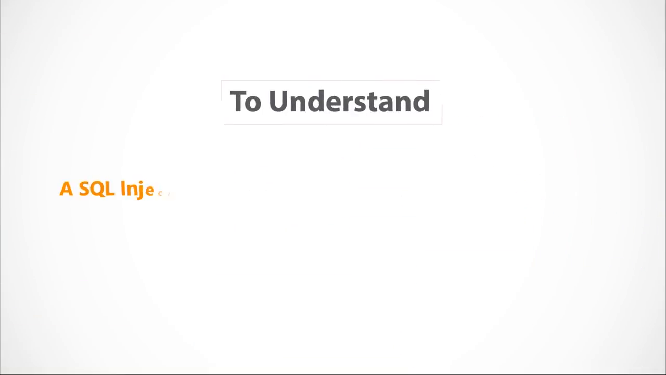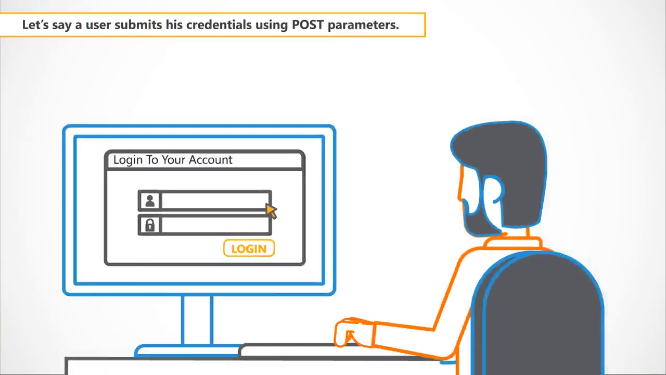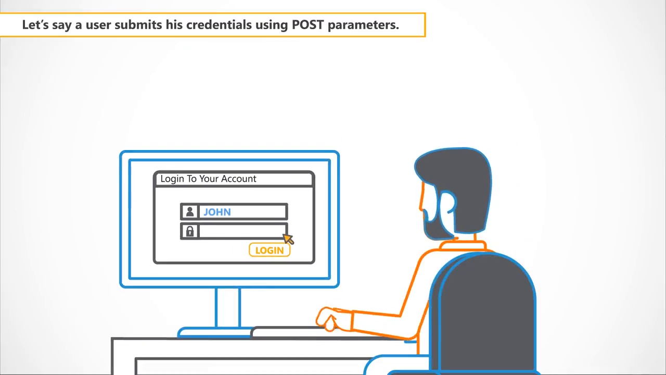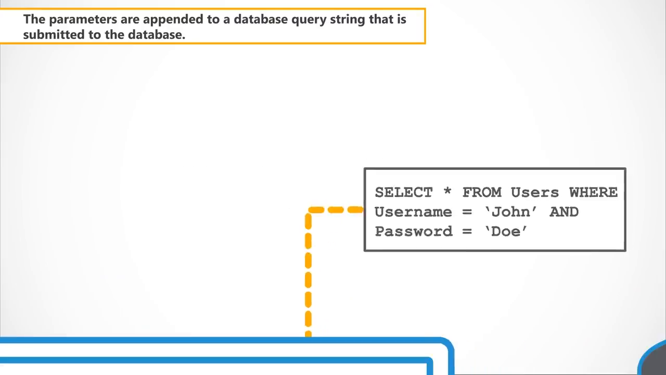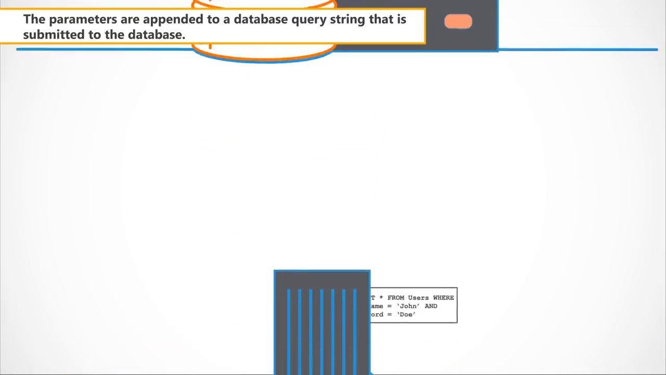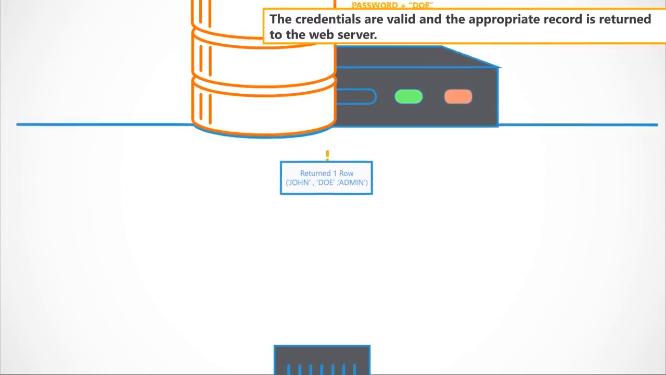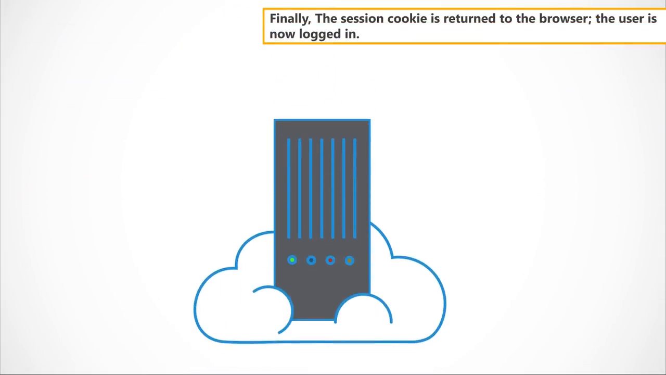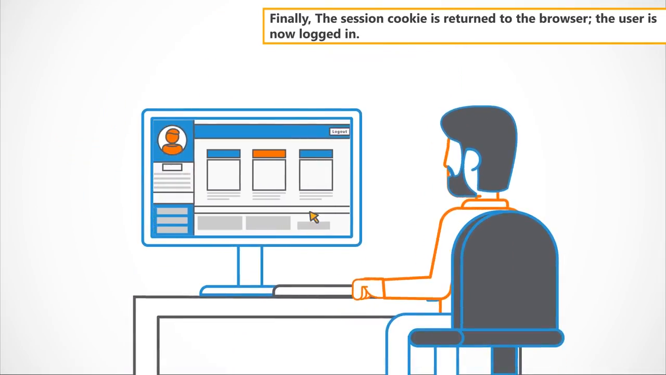To understand a SQL injection security vulnerability, let's first go through the normal authentication workflow. Let's say a user submits his credentials using post parameters. The parameters are appended to a database query string that is submitted to the database. The credentials are valid and the appropriate record is returned to the web server. Finally, the session cookie is returned to the browser. The user is now logged in.